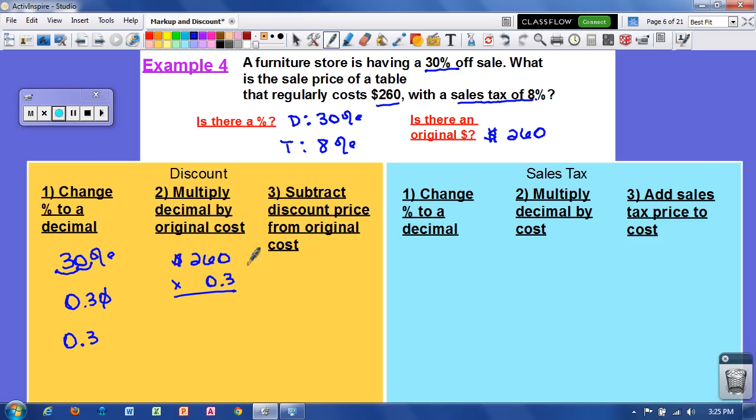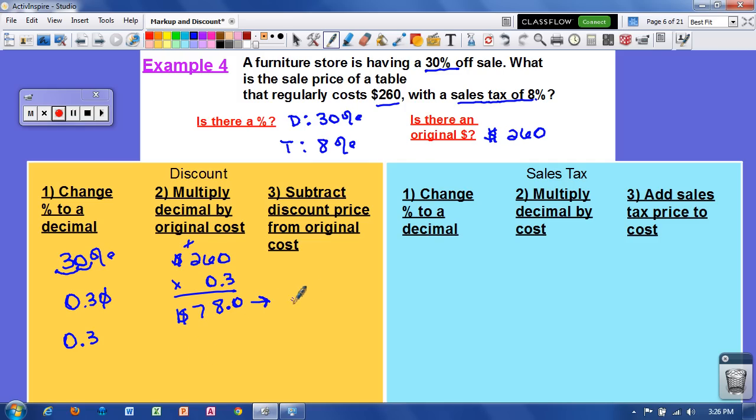0.3. 0 times 3 is 0. 6 times 3 is 18. I'm going to carry my 1. 2 times 3 is 6, plus 1 is 7. And then if I multiply everything times 0, I'm just going to get a bunch of zeros, so I can just stop there. It's going to be the same thing. I have a total of 1 decimal place up top, so I have to have 1 down here. So that means the discount is $78.